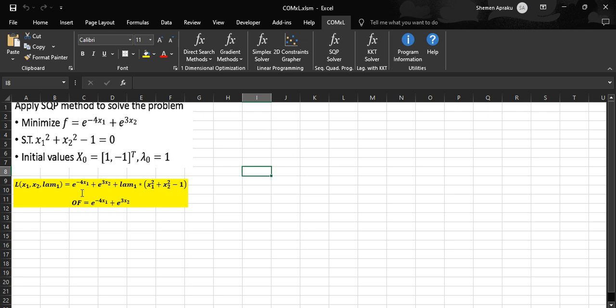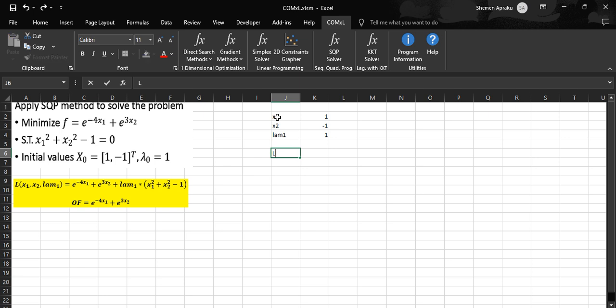So in here, I extract my Lagrangian function and I put it in the Excel worksheet. And as we look at the Lagrangian function, there are three variables, x1, x2, and the multiplier lam1. So I define them in the worksheet. So x1, x2, and lam1. And the initial values for x1, x2, and lambda 1 is 1 for x1, minus 1 for x2, and 1 for lambda 1.